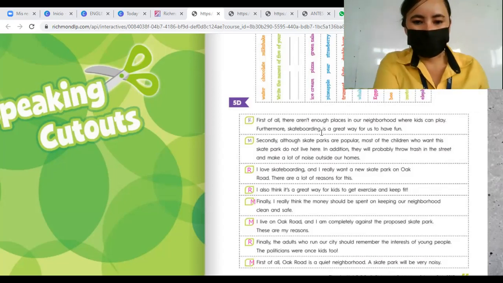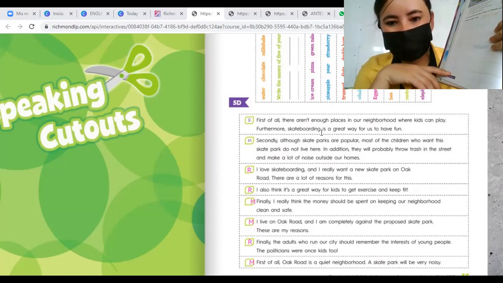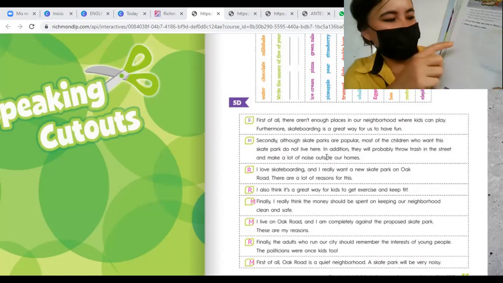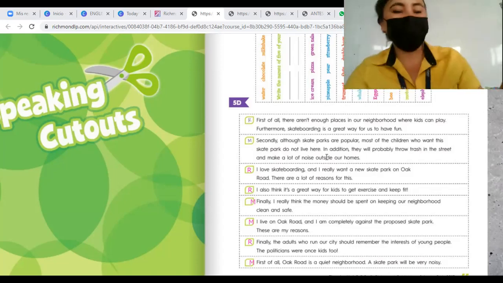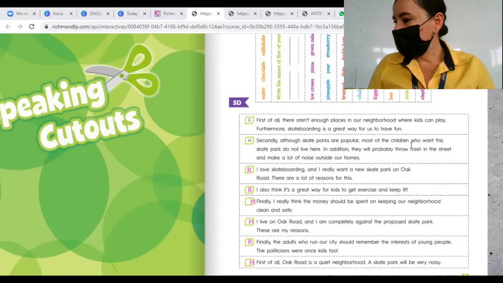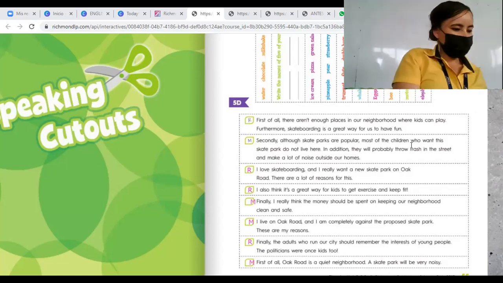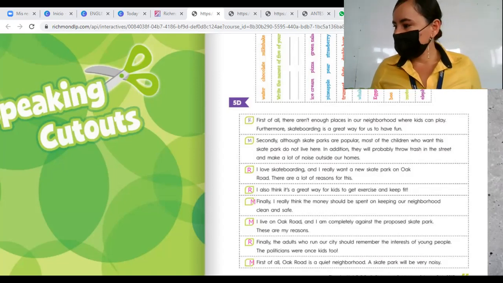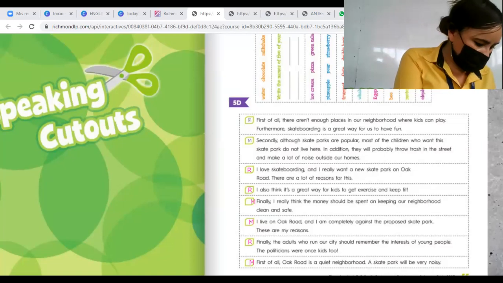First of all, there aren't enough places in our neighborhood where kids can play. It's a great way for you to have fun. Yes, please. Well, listen, this was the first one. You have to glue the one you mentioned here in the first space we have. Well, I'm gonna do something. I'm gonna write. Can you lend me this, please? Wait. Do you have a pencil? I'm gonna help you with this. Let me see, wait a second. We have Rachel.